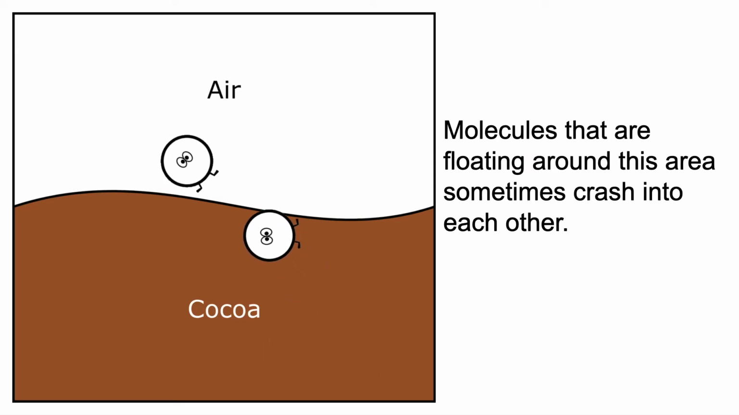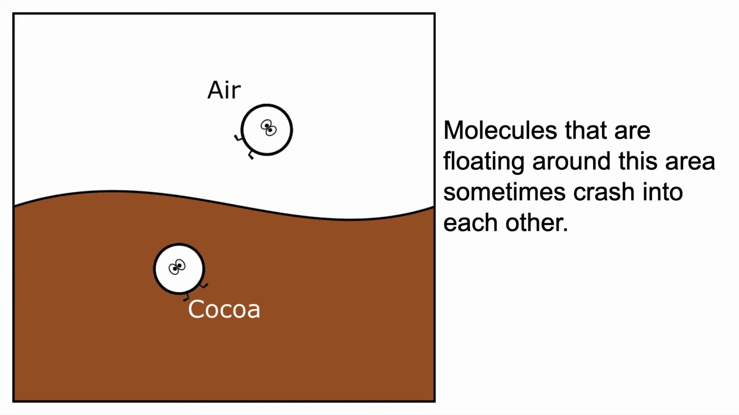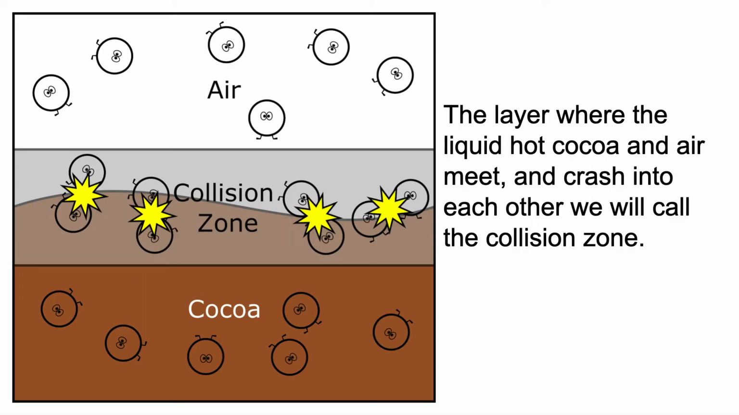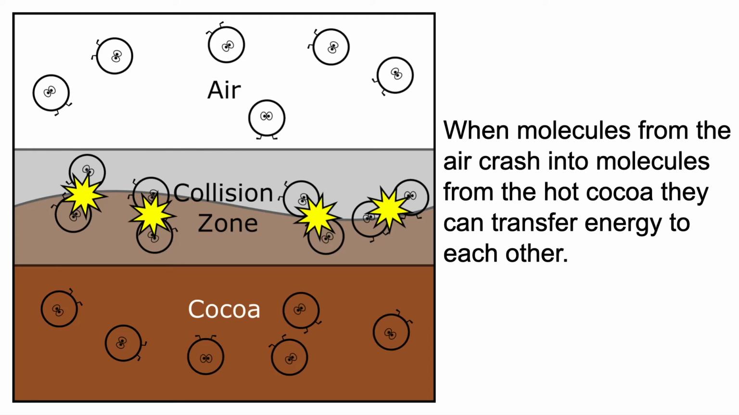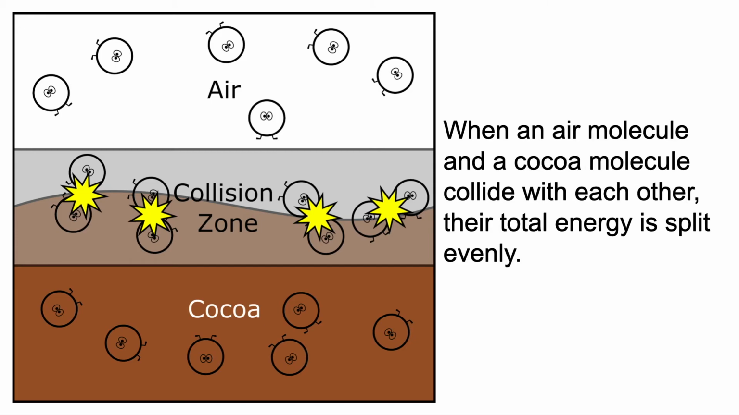As the molecules float around this area between the cocoa and the air, they sometimes crash into each other. The layer where the liquid hot cocoa and air meet and crash into each other we will call the collision zone. When molecules from the air crash into molecules from the hot cocoa, they can transfer energy to each other. During this collision, the faster moving molecule passes energy to the slower moving molecule, and they both leave the collision with the same amount of energy.